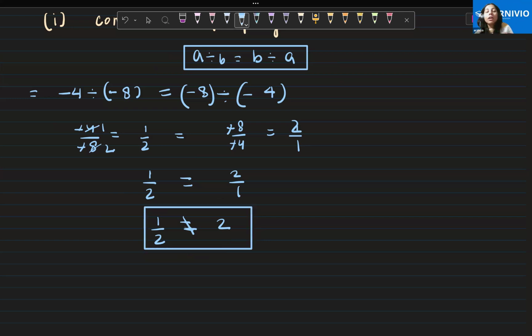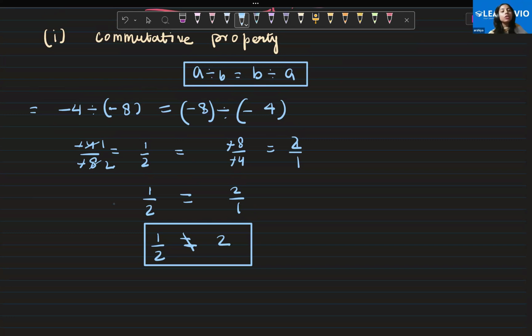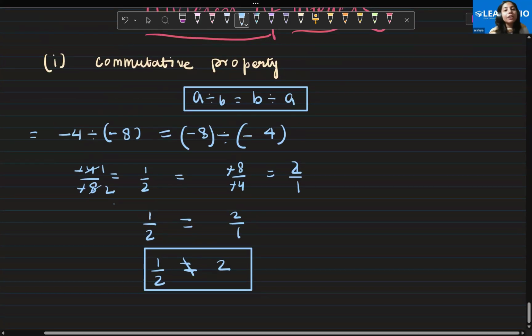Why? Because we cannot divide in any order. Like for multiplication, I can do 3 into 4, which will come out as 12, or I can do 4 into 3, that will also be 12. But that is not the case for division. If I change the order, like for the first one, I wrote 4 first and 8 afterwards, and then I switched the orders, the answer is completely different. So that is why the commutative property is not valid for division of integers.